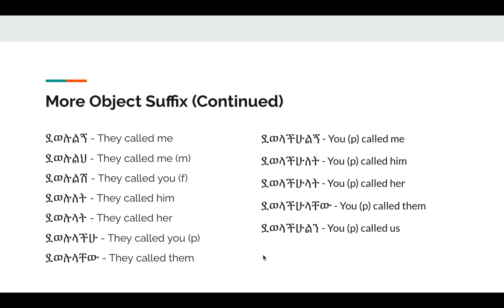So there's a lot of different combinations, and these are called object suffixes, like we said, because of the object pronouns, the pronouns that they have at the end. And so that's today's lesson.